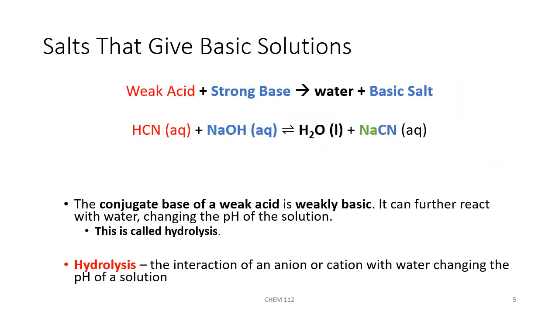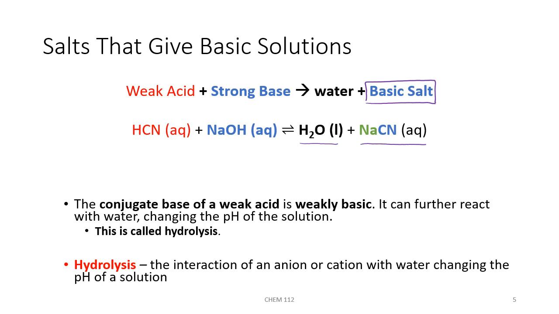Salts that give basic solutions. So if we have a weak acid and we mix it together with a strong base in a neutralization reaction, we'll produce water and we'll make a salt. In this case, the salt will be a basic salt. So let's put some actual acids and bases with these. Hydrocyanic acid, HCN, is weak, plus a strong base like sodium hydroxide. We would do a double replacement reaction and we would form water, and then we would also get the salt sodium cyanide. So sodium cyanide is a basic salt.